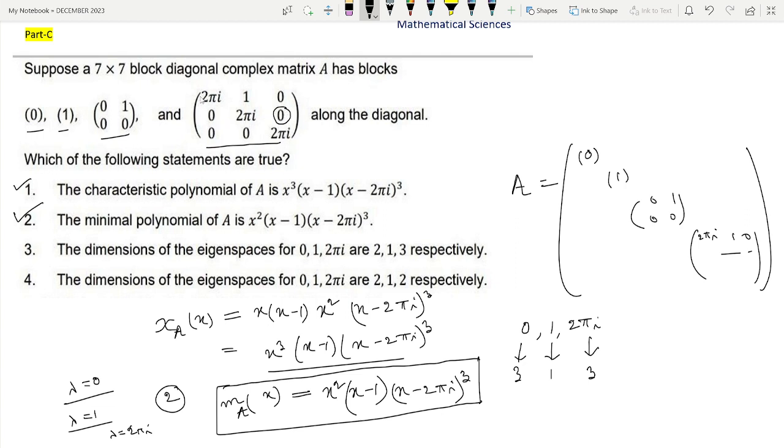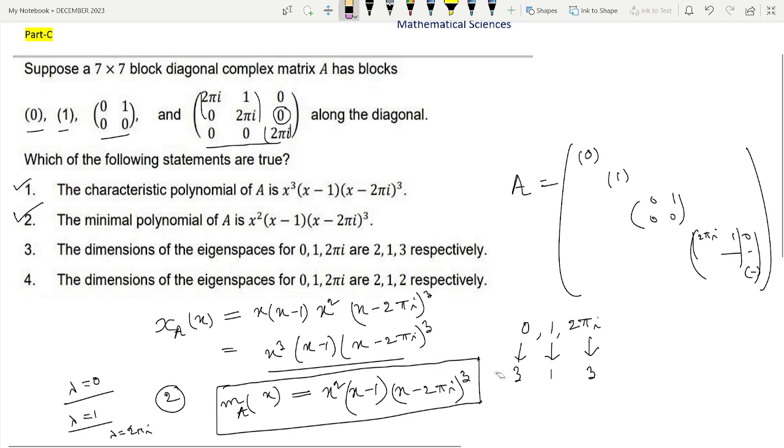So this is actually two blocks, one of size 2 and one of size 1. So this is actually corresponding to 2 pi I. There are two blocks here. One is this and the other is single just 2 pi I. Okay. So the size of the largest block for 2 pi I is actually 2 here. Sorry. So this is not 3.